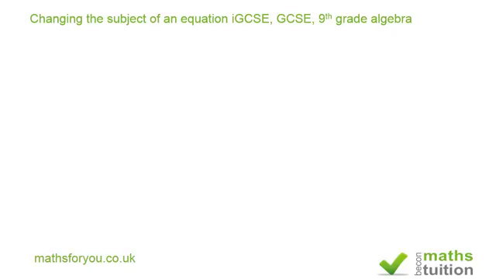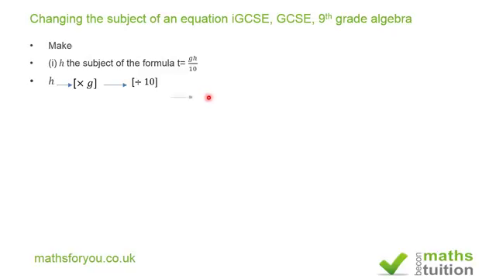Okay, now it says make h the subject of the equation for the formula t is equal to gh over 10. Now, I'm going to start from the right hand side because we're looking for h there. So h times g and then divide by 10, and that should give us t.